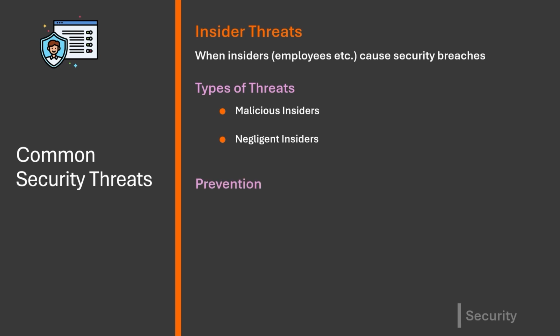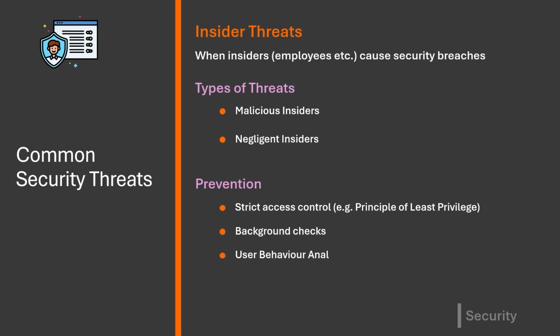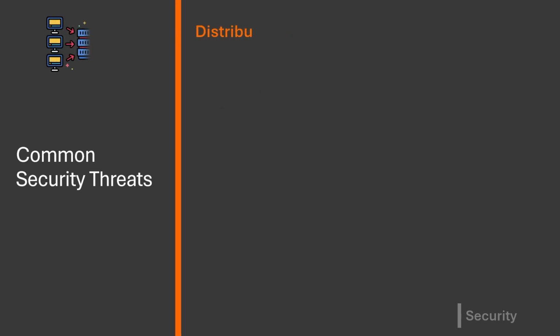To prevent these, we need to implement strict access control, such as the principle of least privilege, conduct background checks before hiring employees in sensitive roles, use user behavior analytics to detect unusual activity, and revoke access immediately when employees leave the company. Another type of attack is distributed denial of service attacks, or DDoS.